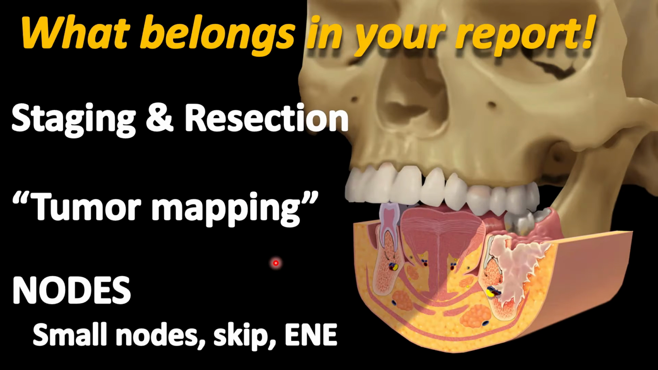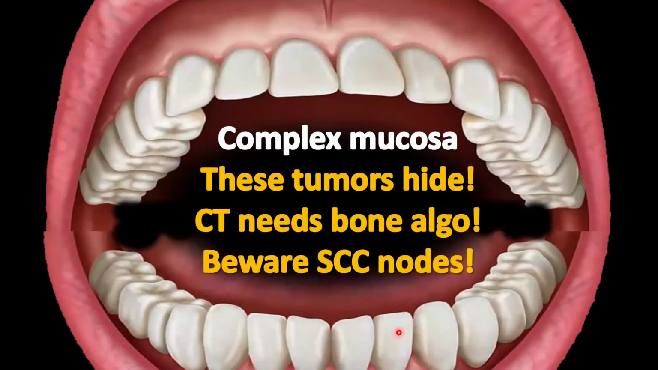And then when you've done the entire tumor mapping, including looking at bone algorithm for CT and describing marrow invasion, you're going to look for lymph nodes, remembering that these nodes are often small. It is not uncommon to have skip nodes with tongue tumors particularly, and extranodal extension, which is supposed to be a clinical feature, is not uncommon in oral cavity malignancies as well. So I want you to think about that carefully for staging and for resection. What is the information I can give the surgeon or the oncologist managing these patients?